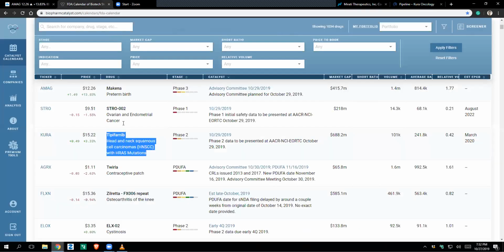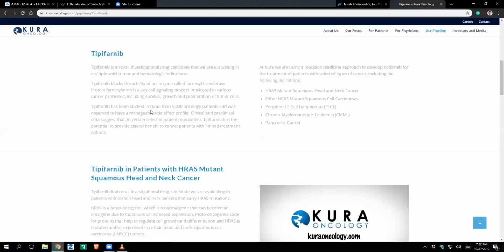So this is the molecule. Let me just double check. Yeah. So tipifarnib, this is an oral investigational drug candidate that they are evaluating in multiple solid tumors and hematological indications. It blocks the activity of farnesyl transferase. Protein farnesylation is a key cell signaling process in various cancer processes. They have studied it in 5,000 oncology patients where there was a manageable side effect profile.